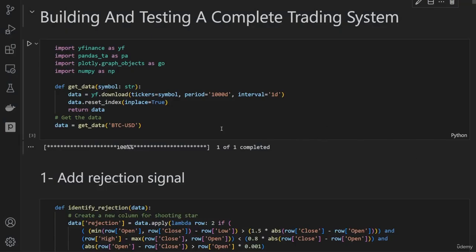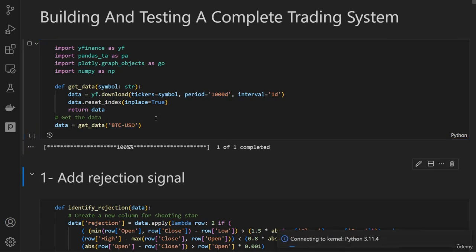Now let's start building our trading system and testing it. The first thing we need to do is to download the data, and I'm reusing a function that we have defined previously in this course, which is the get data. It takes a symbol and it's using YFinance download function to download the data. We're downloading the daily time frame. We're downloading almost 1,000 days of data, and this is the Bitcoin versus US dollar.